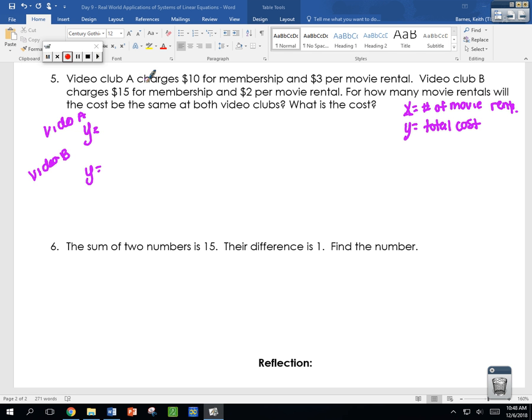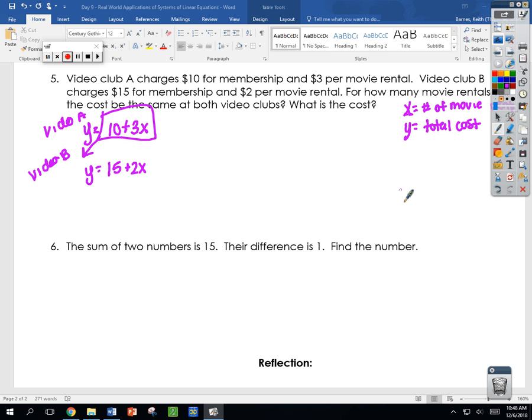So video A's total cost is a $10 membership fee plus $3 per movie rental, and the next one is $15 membership fee plus $2 per movie rental. So if I was going to solve this, it's y equals b plus mx. I could graph it using the graph method. I could set them equal to each other using the substitution method, or I could use the elimination method because they're all lined up.